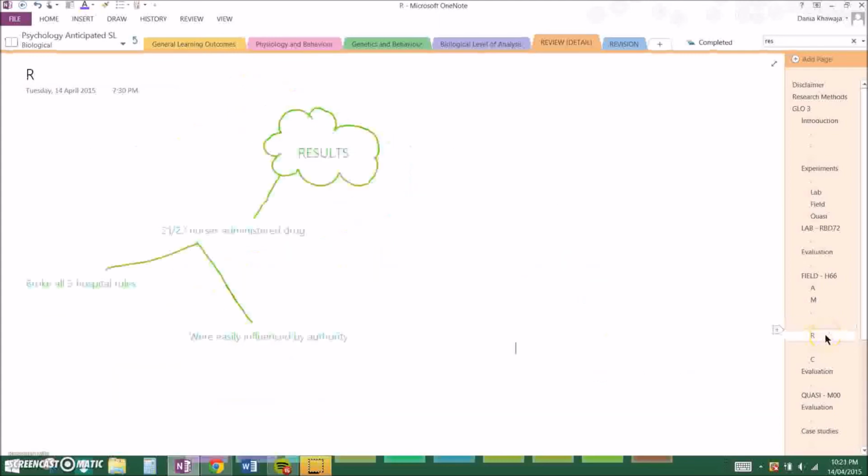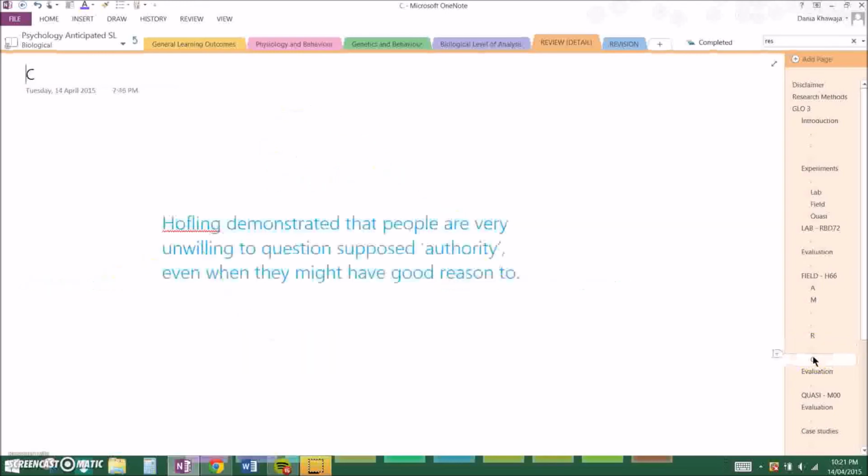Now the results were that 21 out of 22 nurses actually administered the drug, and they broke all 3 hospital rules. When it was discussed with other nurses that did not participate in that observation, they all said that they would not comply with the order. And this was used as a control group. And it was concluded that Hoffling demonstrated that people are very unwilling to question supposed authority, even though they might have a good reason to.